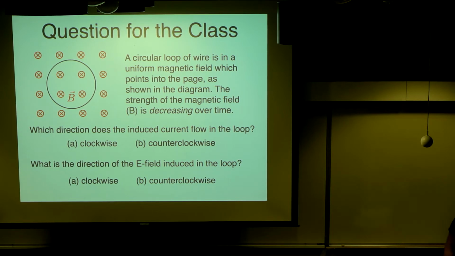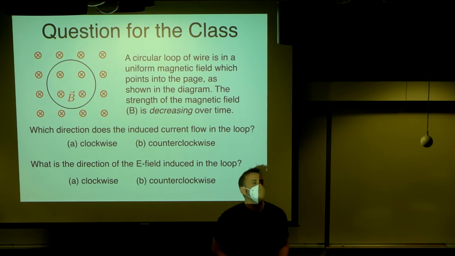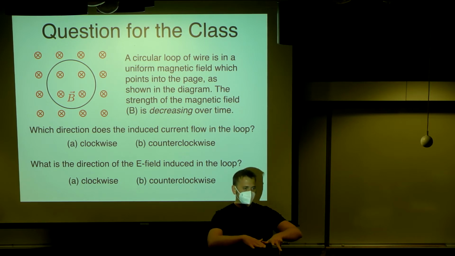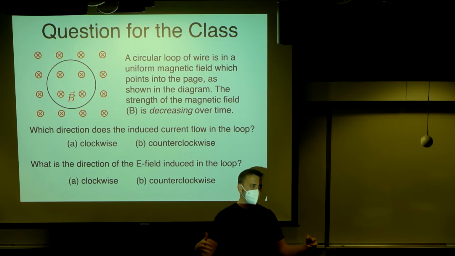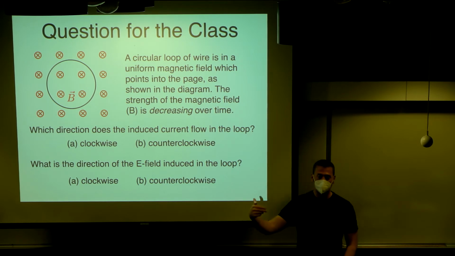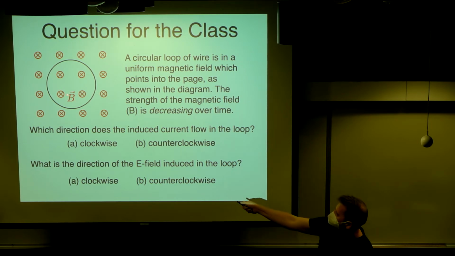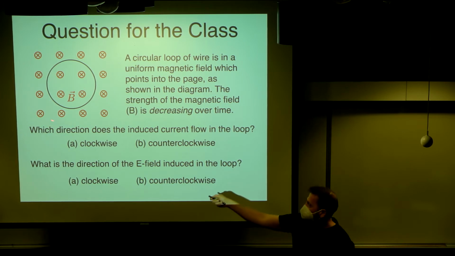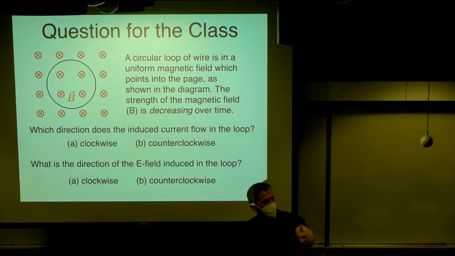So here's the scenario. We have a circular loop of wire, and it's inside of this uniform magnetic field, which points into the page. By the way, just a point of clarification, when we say uniform, we mean it's the same everywhere in space, right? That's not the same as constant. Constant means it doesn't change over time, okay? So uniform is about staying the same all throughout space. Constant is about staying the same over time. So we have a uniform B field, but it's changing over time. It's got the same value everywhere, but it's just getting weaker over time.